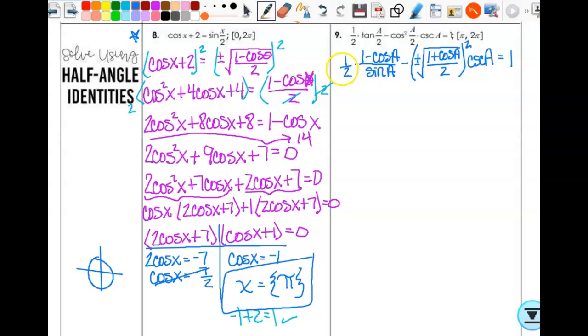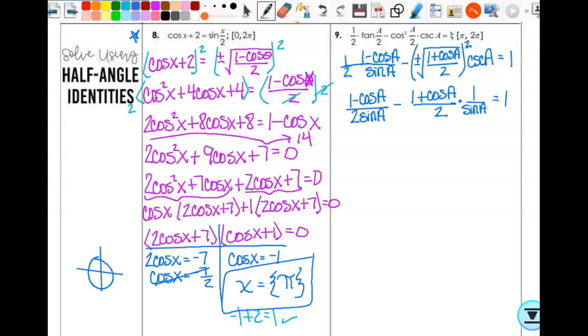So in this first one, if I just extend this, I can multiply those together, and that's going to give me 1 minus cosine A over 2 sine A. Minus, now when I square this big old square root, I just get what's underneath it, right? So that'll give me 1 plus cosine A over 2 times, well, everything is in terms of sine and cosine except the cosecant. So I think I want to use the reciprocal. What's the reciprocal of cosecant? Sine. So this will be 1 over sine A, and that equals 1.